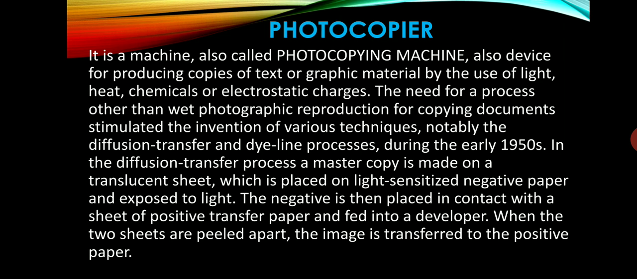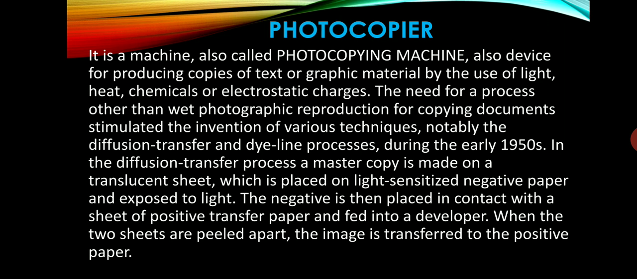The need for a process other than wet photocopying reproduction for copying documents stimulated the invention of various techniques, notably the diffusion transfer and dye line process during the early 1950s. 1950sના ટાઈમની આપણે વાત કરીએ તો it is at that time it is really very difficult to get the copy of our original document. એટલે ઓરિજિનલ ડોક્યુમેન્ટની કોપી આપણને ઇઝીલી મળી શકતી નહોતી. બટ with the invention of this photocopier machine, now we can easily make the number of copies of our original document or already copied document.